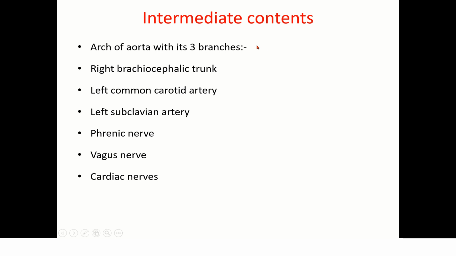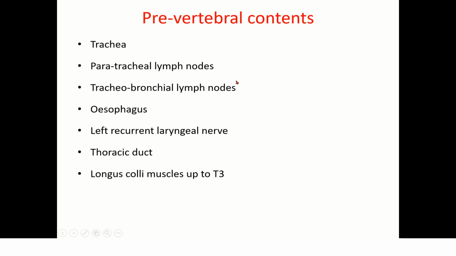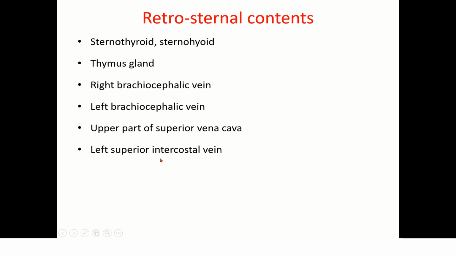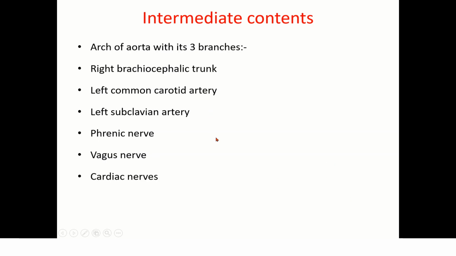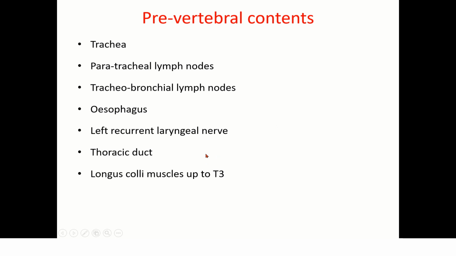The intermediate contents are the arch of aorta with its three branches, namely the right brachiocephalic trunk or innominate artery, the left common carotid artery and the left subclavian artery, along with the phrenic and vagus nerves and the cardiac nerves. The prevertebral contents are the trachea, paratracheal lymph nodes, tracheobronchial lymph nodes, esophagus, left recurrent laryngeal nerve, thoracic duct, and longus colli muscles up to T3. All these are prevertebral. So there are three different areas: immediately behind the sternum, the intermediate region, and the prevertebral region.